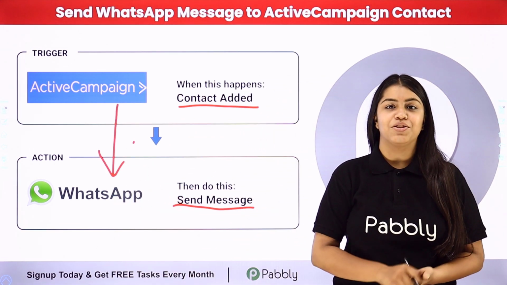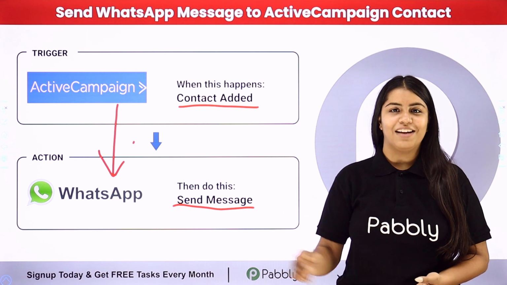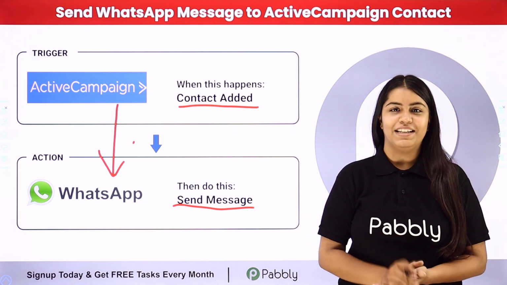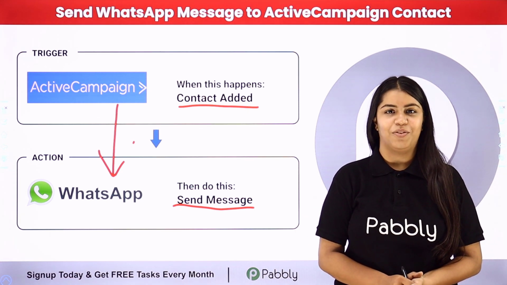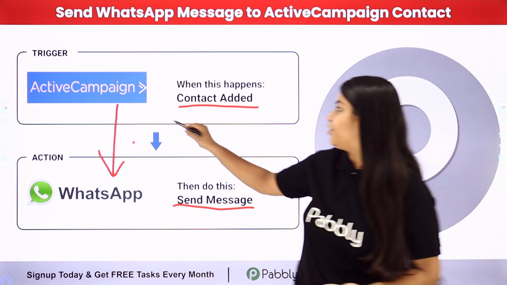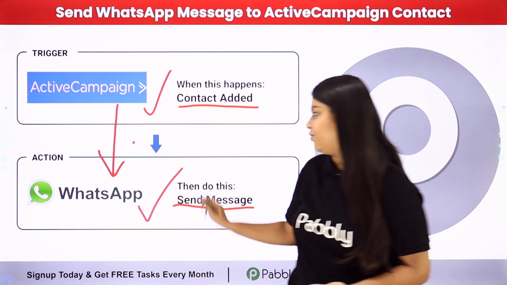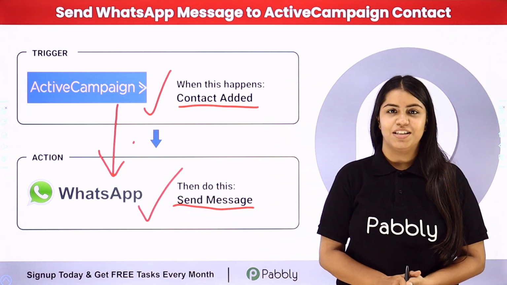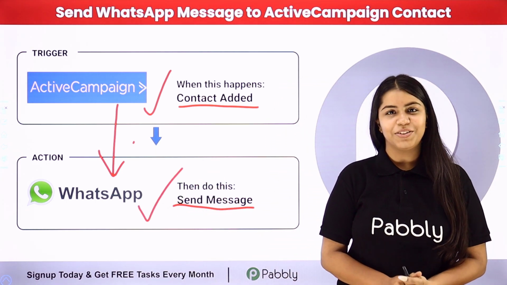To create this connection without knowing any programming or coding language, we are going to use Pabbly Connect. It is an amazing automation software. So in Pabbly, we have the concept of trigger and action. For trigger, we are going to use ActiveCampaign, and for action, we are using WhatsApp. So if you also wish to learn this process step by step, follow me through the screen.